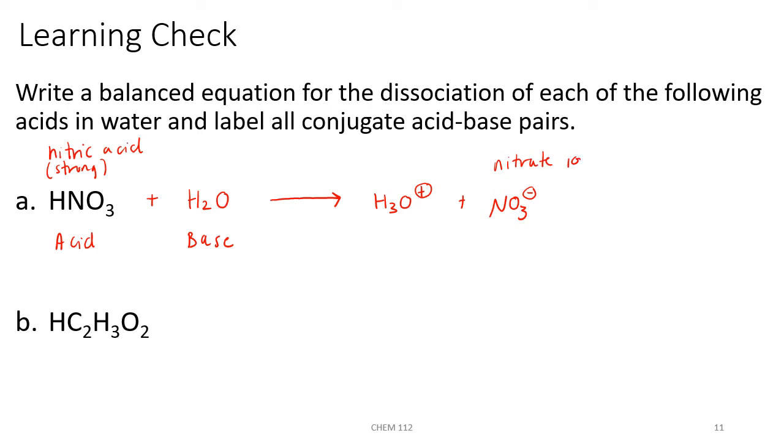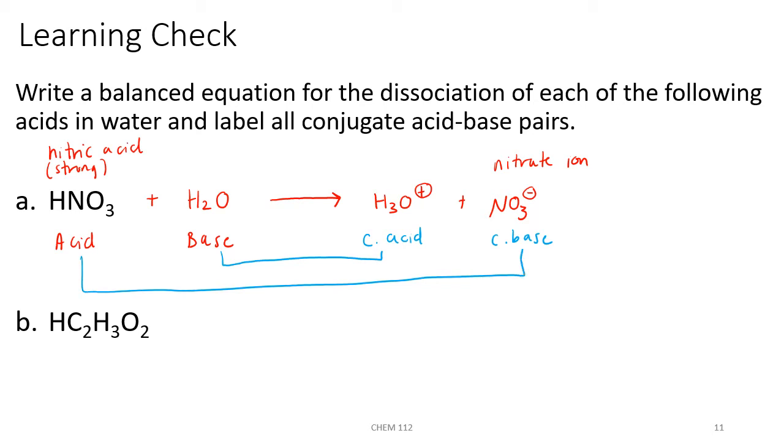So it kind of helps to remember some of those polyatomic ions from last semester as well. Hydronium ion is going to be an acid, and that will be the conjugate acid that will pair up with water. And nitrate is going to be the conjugate base of nitric acid. So those two would be the other acid-base pairs.